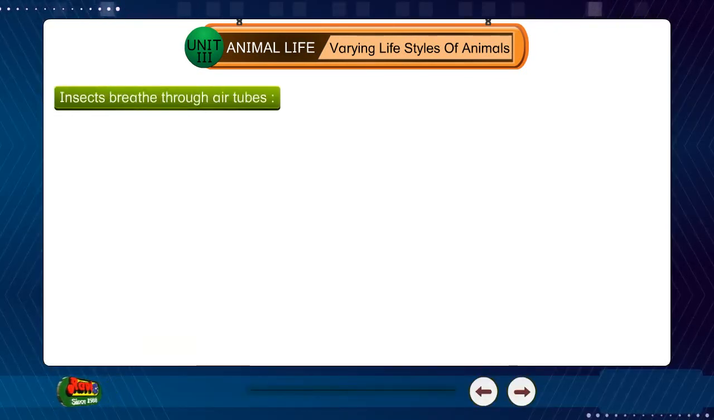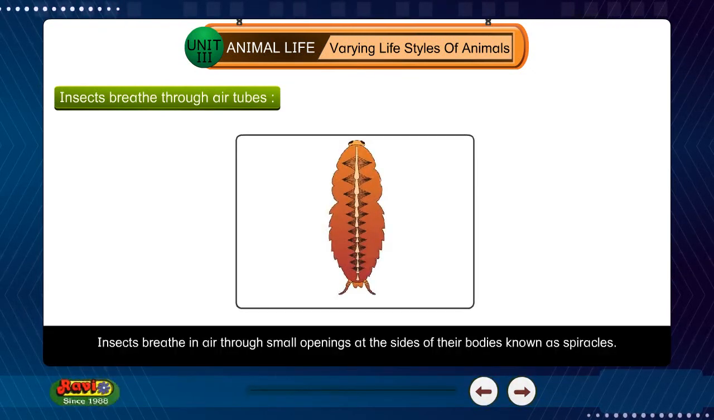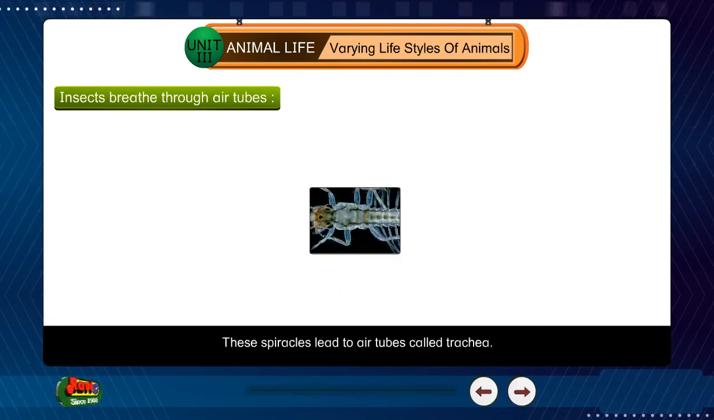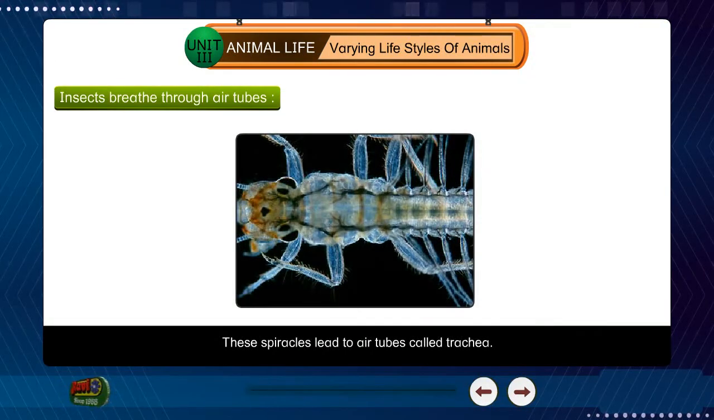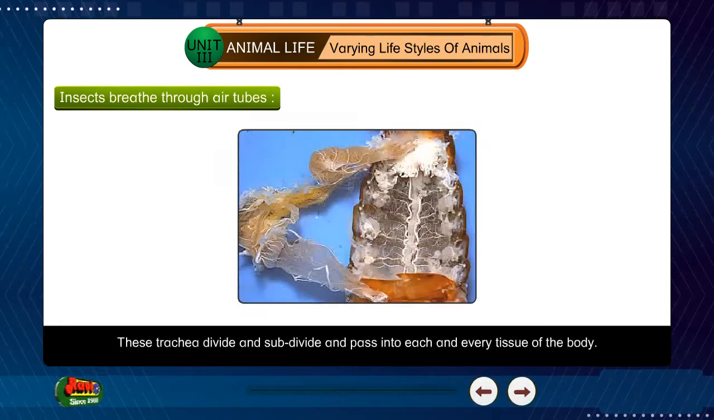Insects breathe through air tubes. Insects breathe in air through small openings at the sides of their bodies known as spiracles. These spiracles lead to air tubes called trachea. These trachea divide and subdivide and pass into each and every tissue of the body.